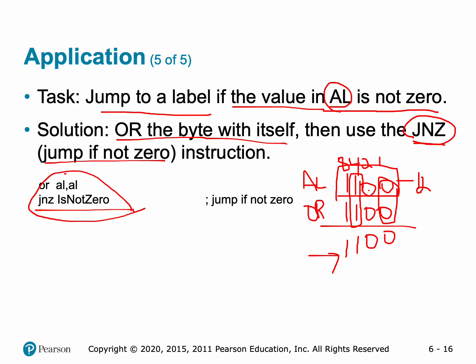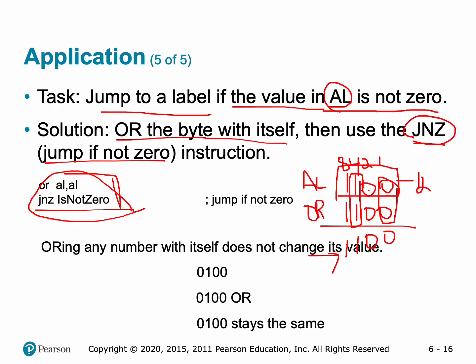So we wouldn't hard code a number. Okay. So here at the bottom, it's just saying ORing any number with itself does not change its value. So whenever you OR a number with itself, it does not change the value.